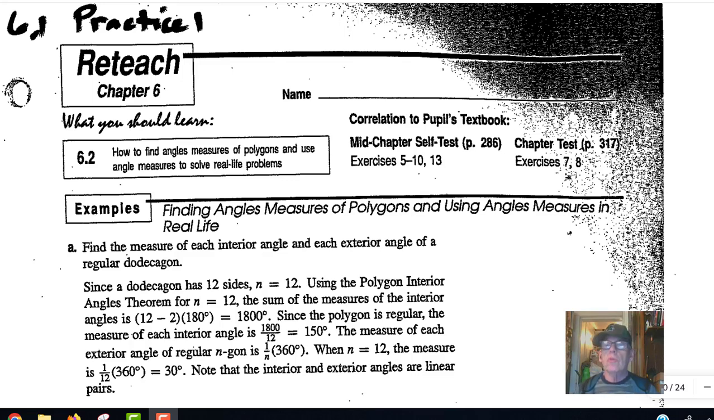Okay, this video goes with the Reteach Chapter 6, 6.1 practice page, how to find angle measures of polygons and use angle measures to solve real-life problems.